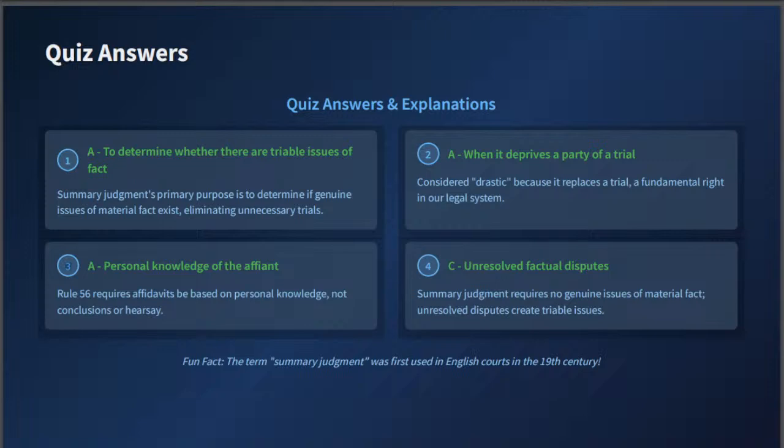And number 3, also A. Personal knowledge of the affiant. Rule 56, as we went over earlier, requires affidavits to be based on personal knowledge, not conclusions or hearsay or opinions. No affidavit should be anyway, regardless of Rule 56, but Rule 56 specifically requires it for affidavits in response to or supporting summary judgment.